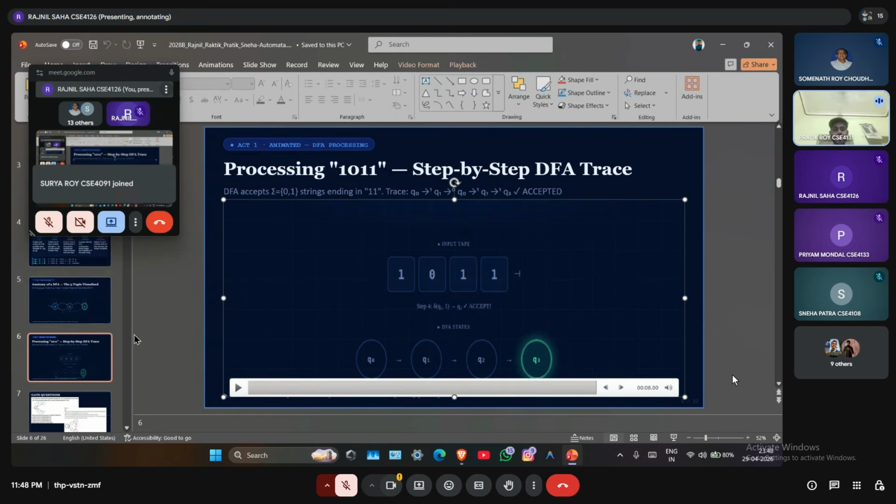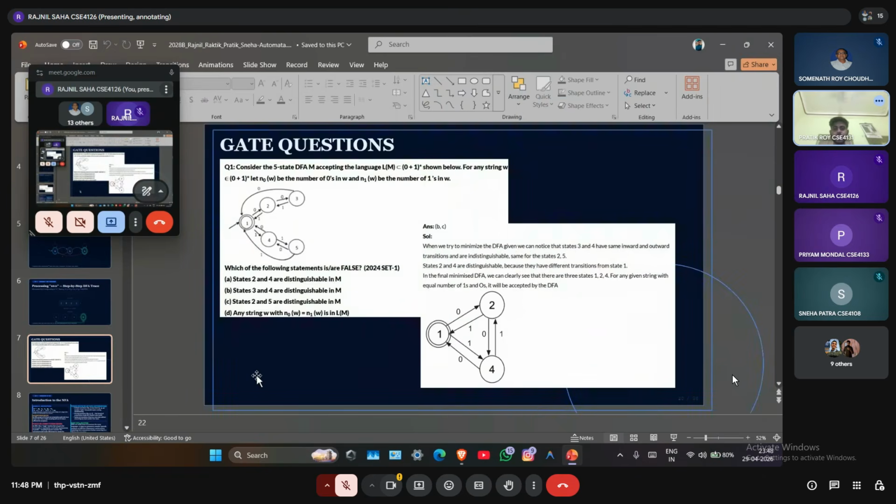So Rajini, please move to the GATE question. So here is one of the GATE questions. Here is a five-state DFA. Which of the following statements is false? Here we have to determine that.